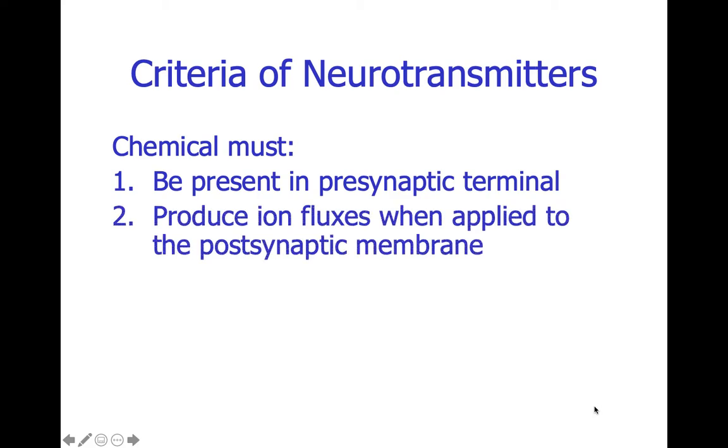Number 2, it has to produce ion fluxes when applied to the postsynaptic membrane. Flux sounds like a fancy word, doesn't it? What the heck does it mean? A flux is a fluctuation, a change, a movement. So in order for a chemical to be a neurotransmitter, it has to cause ions to move when applied to the postsynaptic membrane.